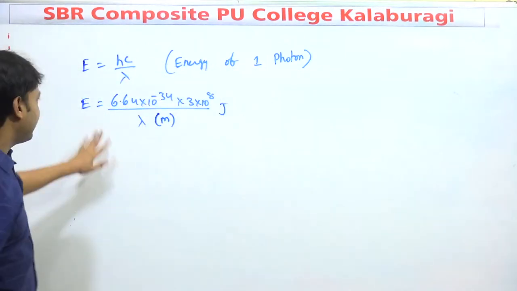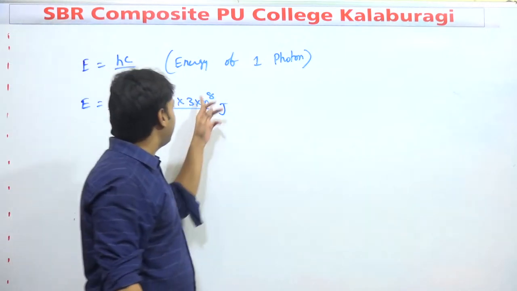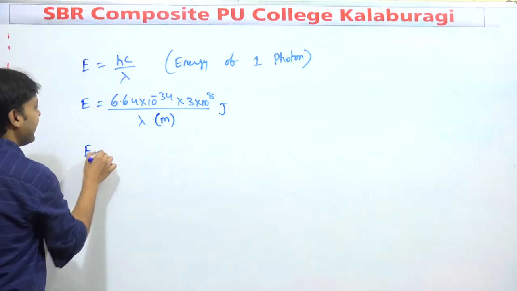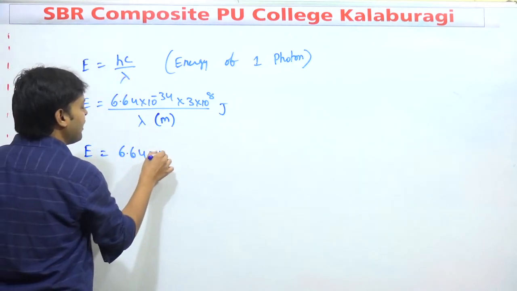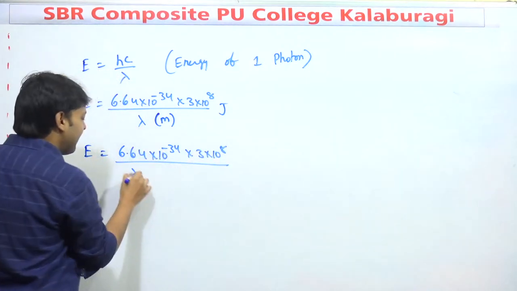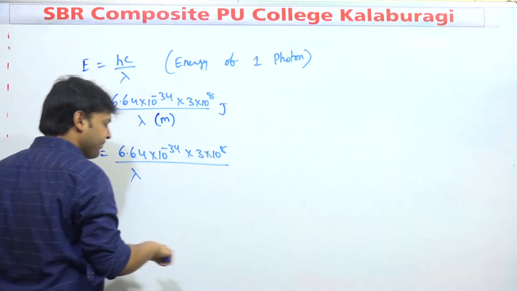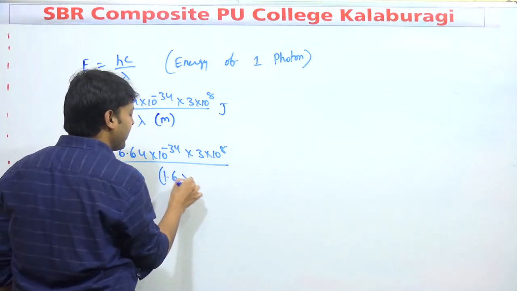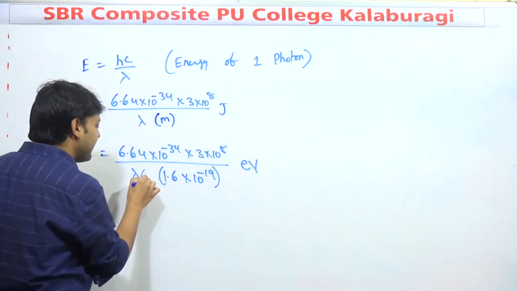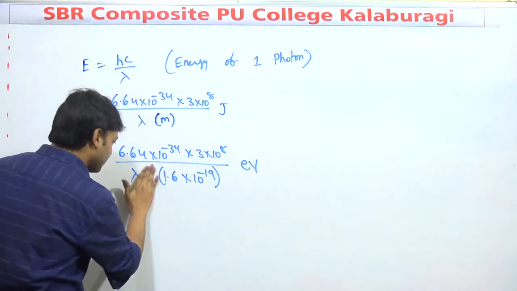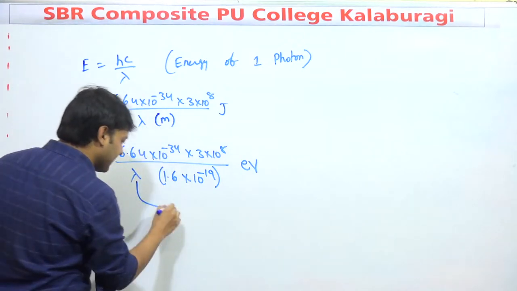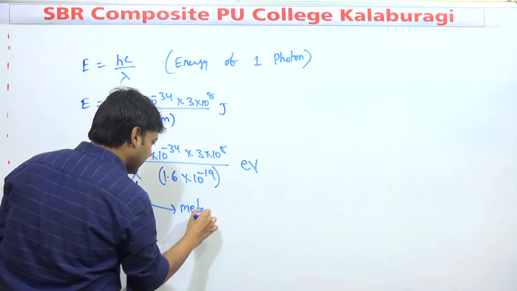Okay, come back to the story. So E is equal to 6.64 into 10 to the power minus 34 into 3 into 10 to the power 8 divided by lambda, in joules, converted to electron volt. So I can write it divided by 1.6 into 10 to the power minus 19, in electron volt, and lambda should be in meters. I won't change lambda here, so you will not be confused. Lambda you have to substitute in meters only.